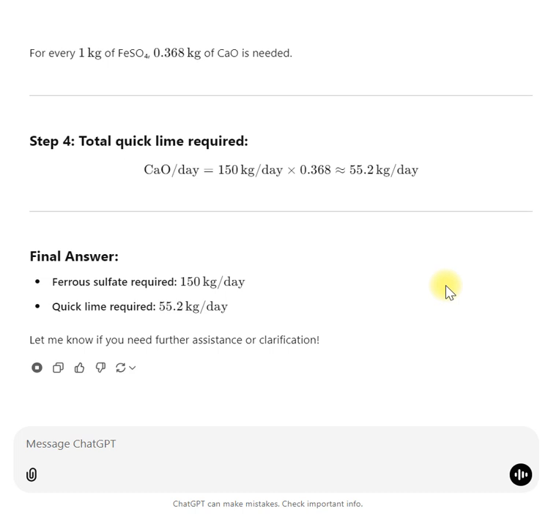Final answer. Ferrous sulfate required, 150 kilograms per day. Quicklime required, 55.2 kilograms per day. Let me know if you need further assistance or clarification.